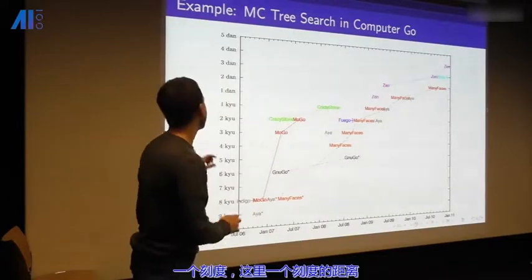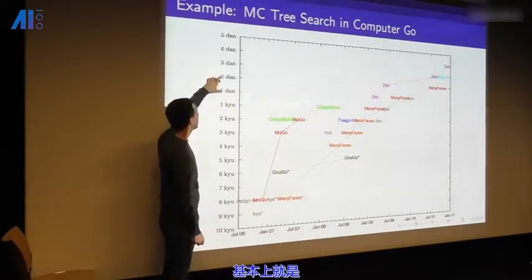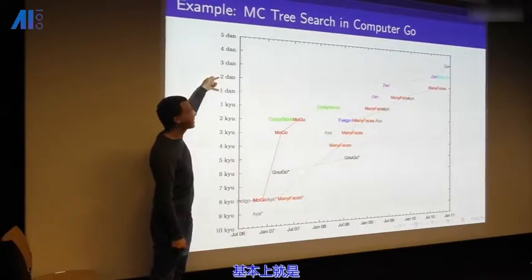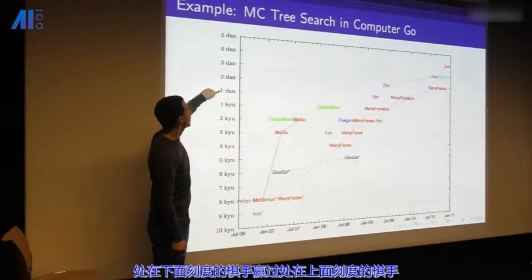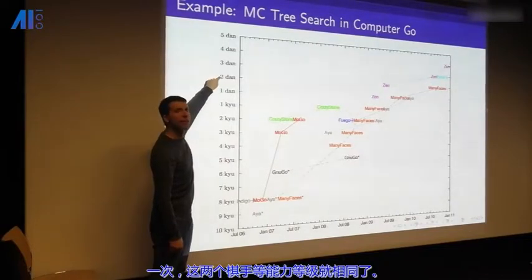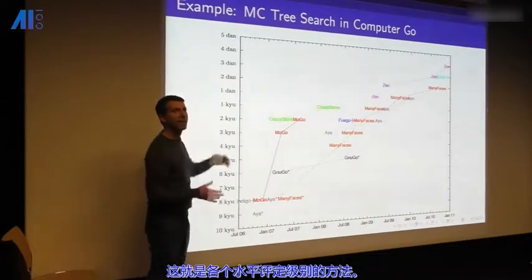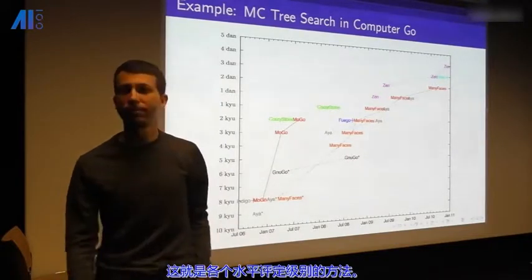The distance difference here basically means that if this player gave one free move to this player, they'd be at an equal strength. So that's how you calibrate this scale at every level.